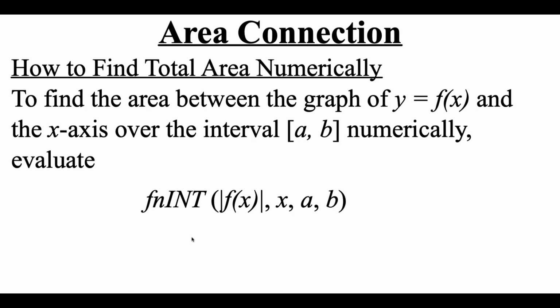So to find the total area numerically using our calculator, if we're looking at the graph of some function y equals f of x, between that graph and the x-axis over the interval from a to b, so we want to take that function integrator in our calculator. We want to type in the absolute value of our function. We're integrating based on that x variable, and our lower limit is that a value, our upper limit is that b value. So then we don't have to worry about positive areas and negative areas because we typed in the absolute value of our function. The answer we get represents the total area.